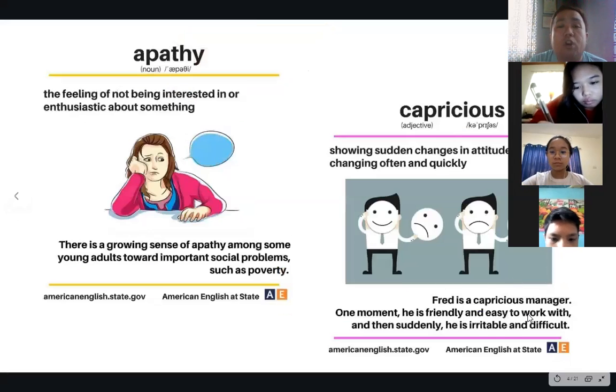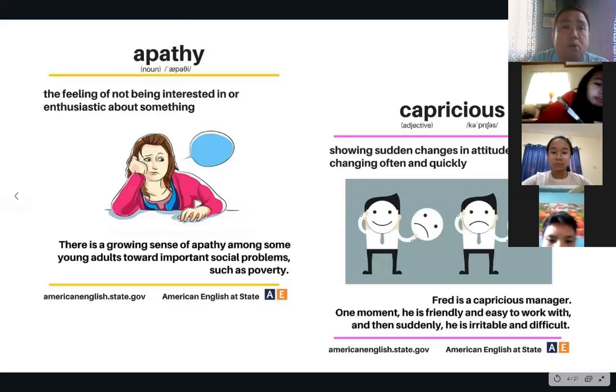He is friendly and easy to work with, and then suddenly he's irritable and difficult. So capricious is suddenly changing the behavior of a person.